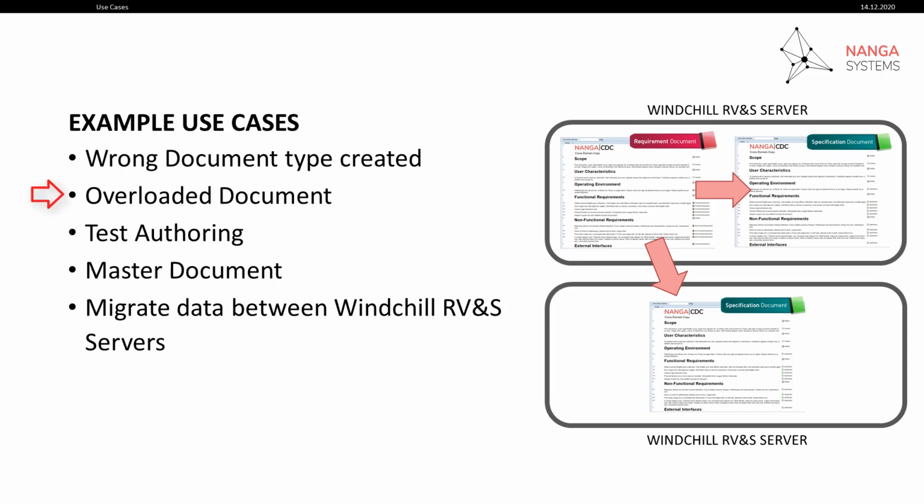Where a document has grown over time and become unwieldy or overloaded, Cross-Domain Copy can be used to split out the content into separate documents, using filters to specify the source content to be copied in each operation, for example filtering by software or hardware components.